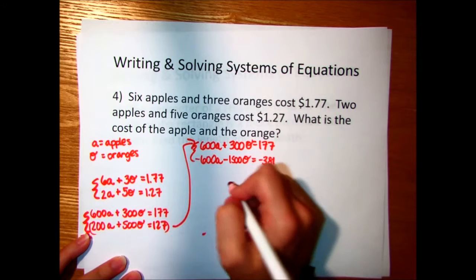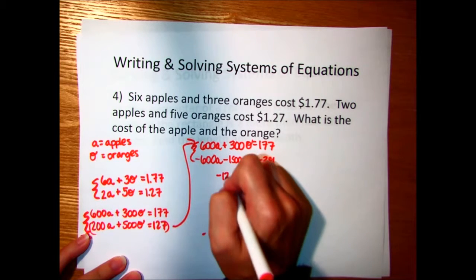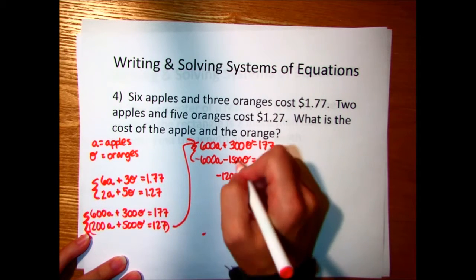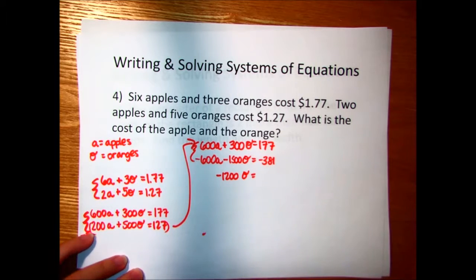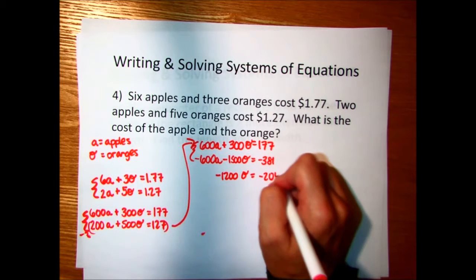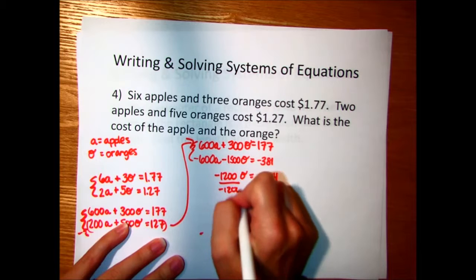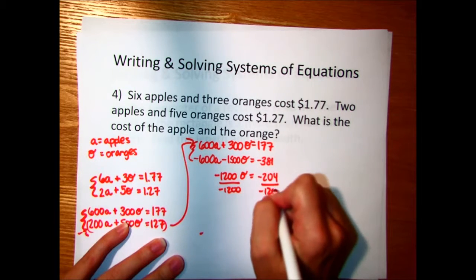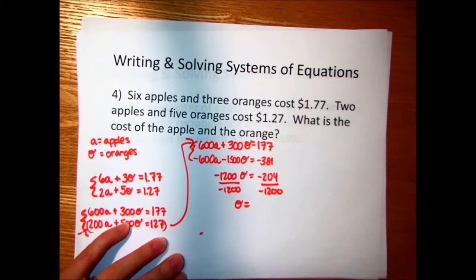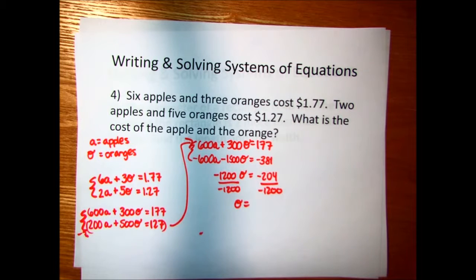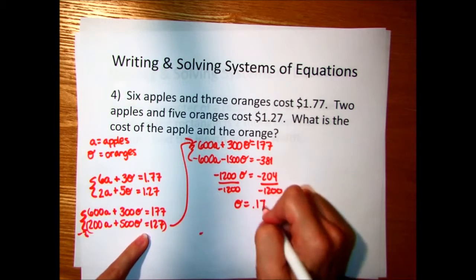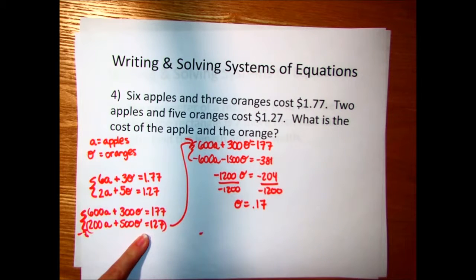Now we're ready to combine these and add straight down. These will cancel, and then I'm going to be left with negative 1200 O when I add 300 plus negative 1500, and then I'm going to have negative 204 here. So we will divide both sides by this negative 1200, and of course you're saying, ooh, that's not a whole number. That's fine, because it just means that our oranges have a certain value in which they cost in cents, and they are 0.17 or 17 cents.